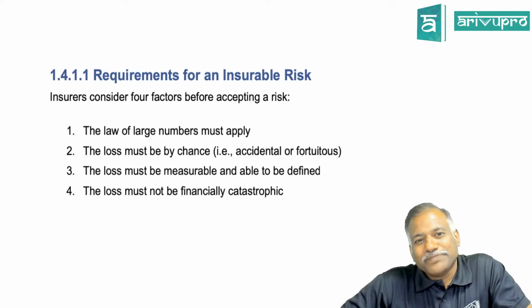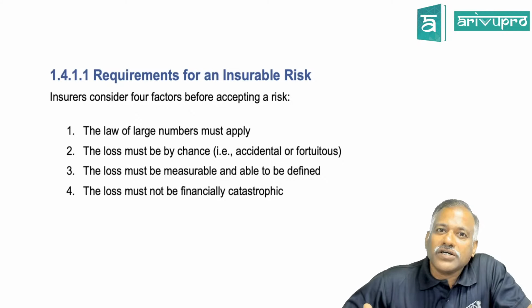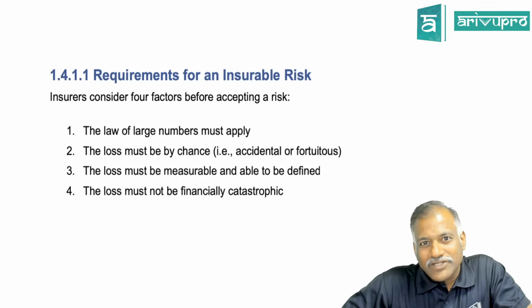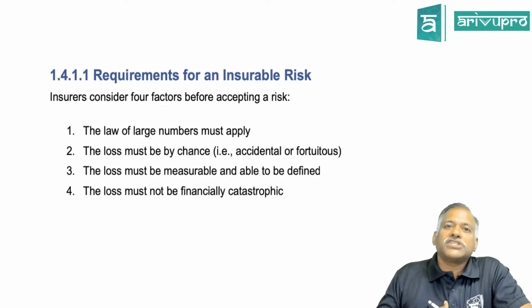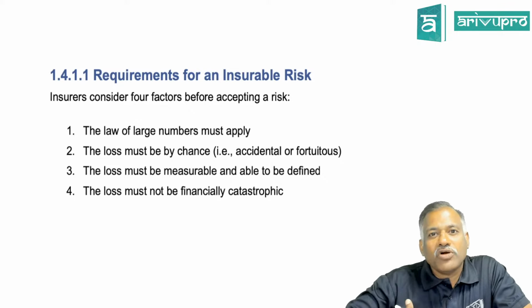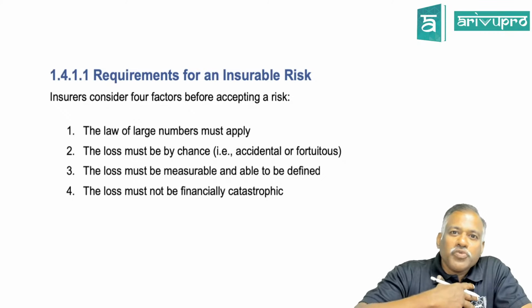What are the criteria? The first thing is the law of large numbers. It means there should be many people or many individual units which are exposed to a similar kind of risk, right? So a large number of people or a large number of assets. Like I am talking of insuring my motorcycle. There should be n number of motorcycles which can be insured, and my bike is also going to be one of them. If I am talking of a motor car, there should be n number of cars.